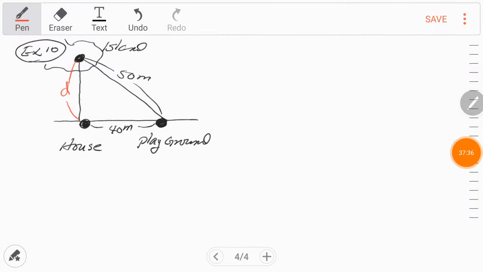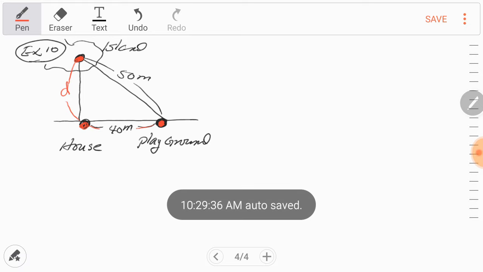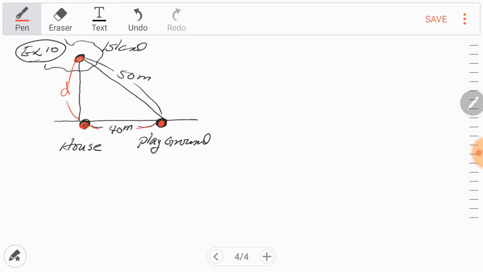Okay, this example is about finding the distance. There is an island here, and on the land side there is a house and a playground. The distance between the playground and the house is 40 meters. And the distance between the house on the island and the playground is 50 meters. So in this case, what is the distance from the island to the house?